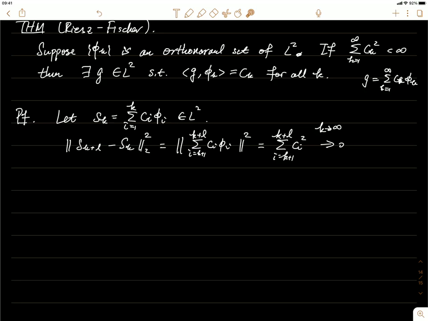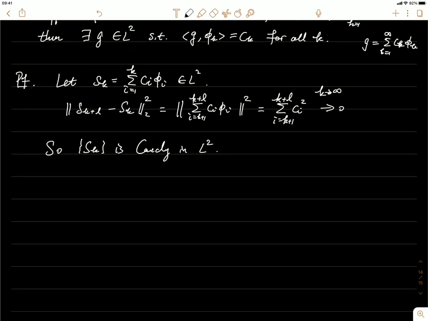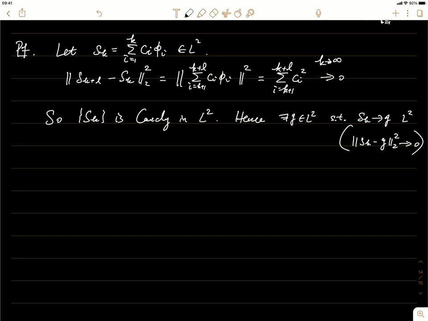And this shows that if this goes to zero as k goes to infinity, regardless of L, that means this S_k is a Cauchy sequence in L2. And because L2 is complete, we know that it must converge to some point in L2, or some function G in L2. What this means is that the squared 2-norm of the difference between S_k and G converges to 0 as k goes to infinity.